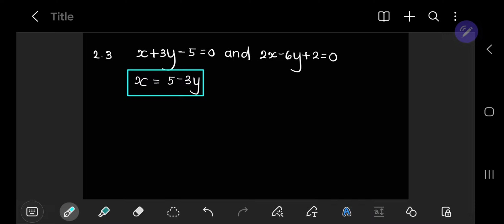Now at the moment, it's as if we know what x is equal to, so we're going to take that and substitute into the second equation.